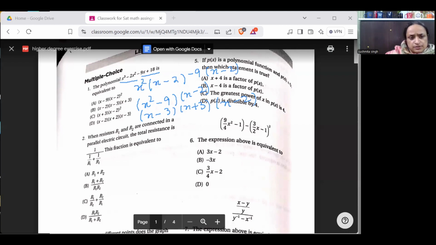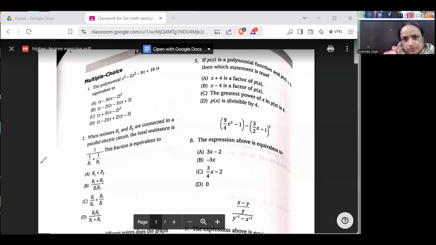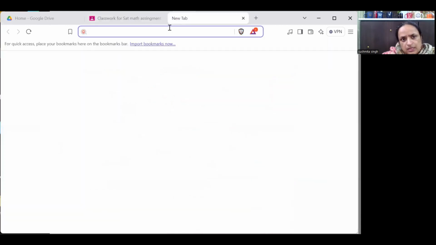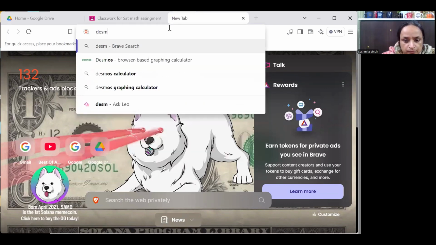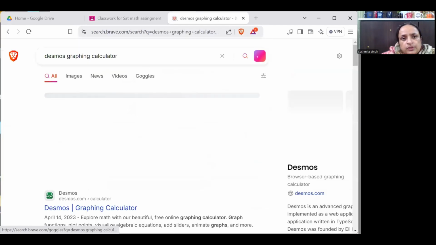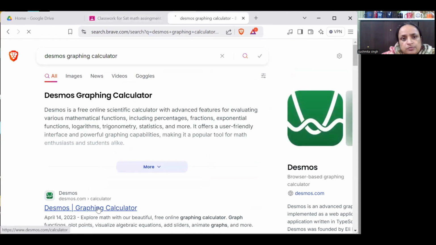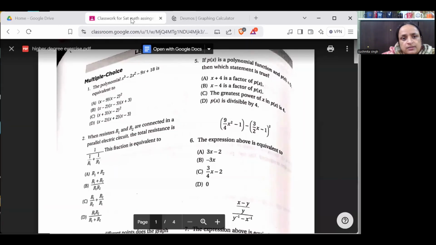But if I don't like algebra, then what to do? We'll open Desmos. And then what we are going to do is just plug in the values over here and get the answer. So my equation was y is equal to x cubed minus 2x squared minus 9x plus 18.